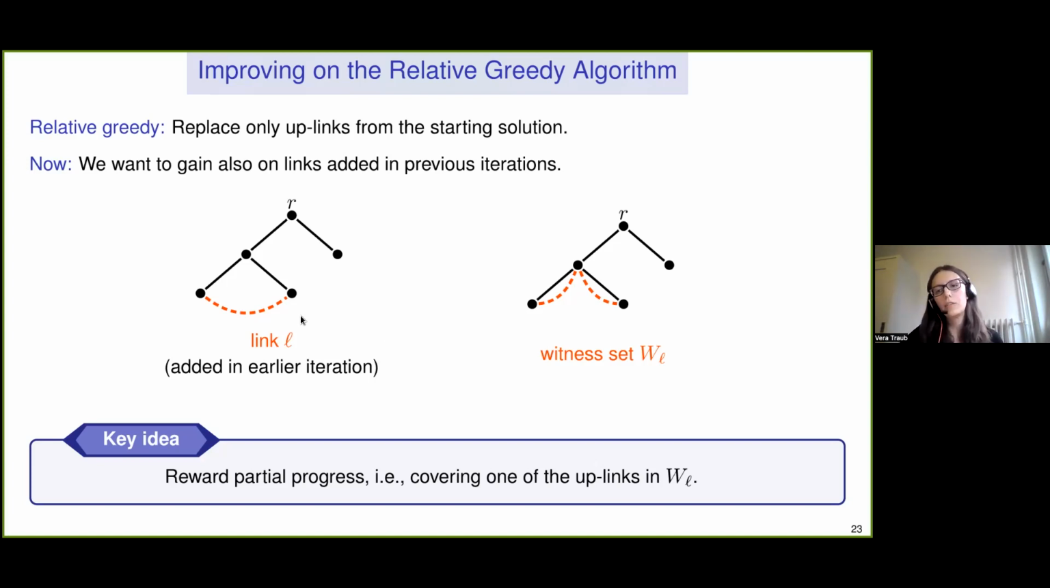And the general idea to get around this problem is that if we have such a link L that we added in some early iteration, we think of this link as being split into two uplinks. This is what you can see on the right. We split it the same way as we did in the beginning in our approximation algorithm for the weighted tree augmentation problem. I will call these two links the witness set of the link, and I think of these two uplinks as the left and the right half of my original link L.